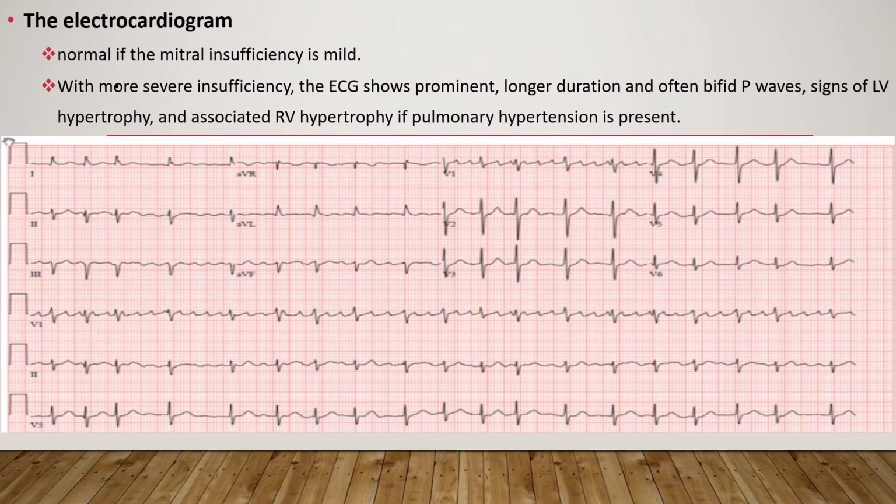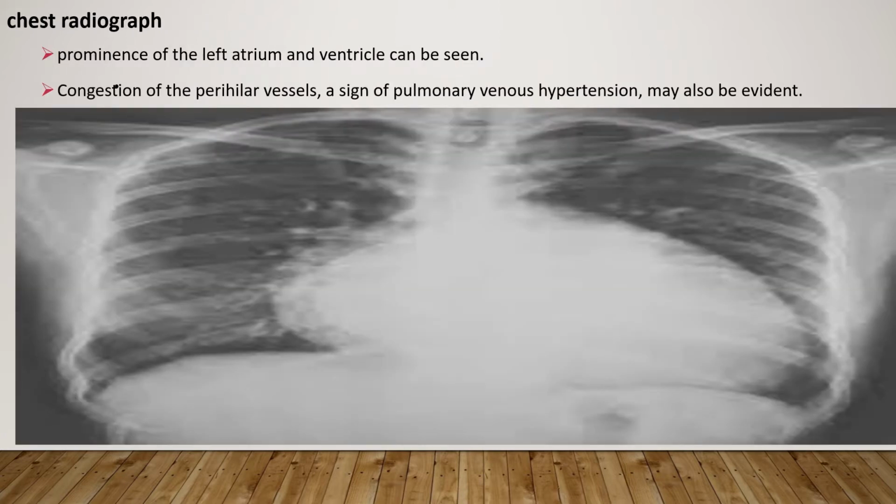On chest radiogram, prominence of the left atrium and the ventricle is commonly seen, and the former is better seen on lateral projection. This is the anteroposterior radiograph of the chest. It shows significantly enlarged left ventricle and left atrium. On chest radiograph, this prominence of the left atrium and the ventricle is more prominent if we take the lateral radiograph. And the congestion of the peripheral vessels and the signs of pulmonary venous hypertension may also be evident. Sometimes calcification of the mitral valve is seen on the chest X-ray.